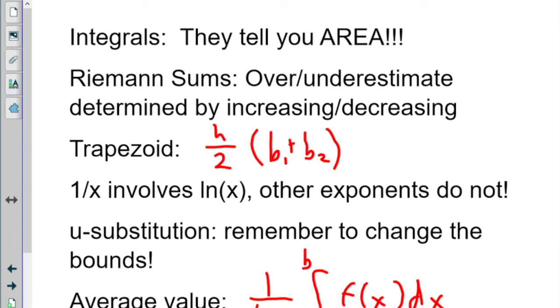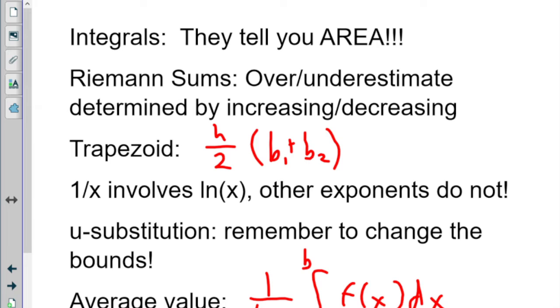On to integrals. Remember, integrals tell you area. For Riemann sums, overestimate or underestimate is determined by increasing or decreasing. If you're not sure, draw a picture. That's versus tangent lines, that's determined by concave up and concave down. But for Riemann sums, your explanation should involve increasing and decreasing.